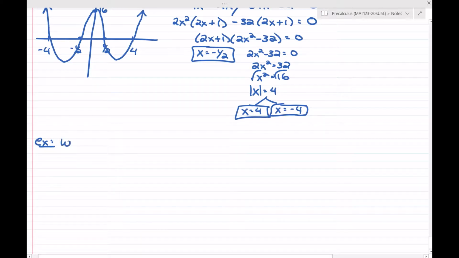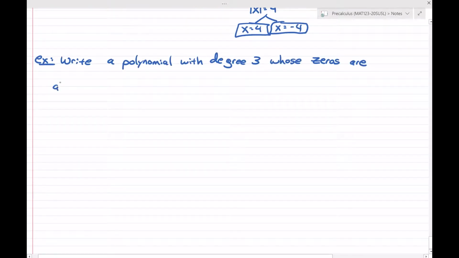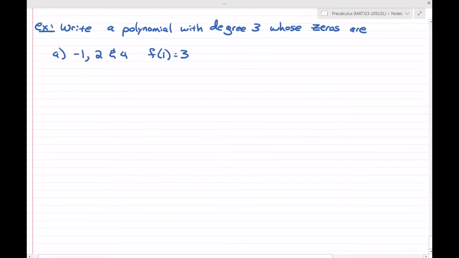What if I asked you to write a polynomial with degree 3 whose zeros or x-intercepts or roots are, we'll do two examples, -1, 2, and 4, and f of 1 is equal to 3. Okay, so this is how this is going to work.